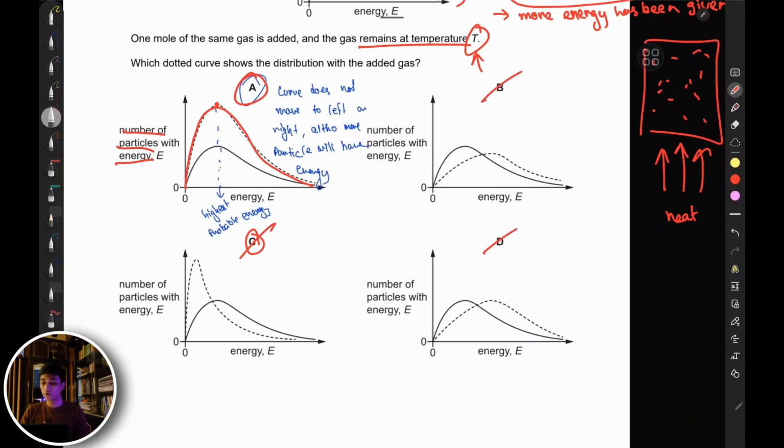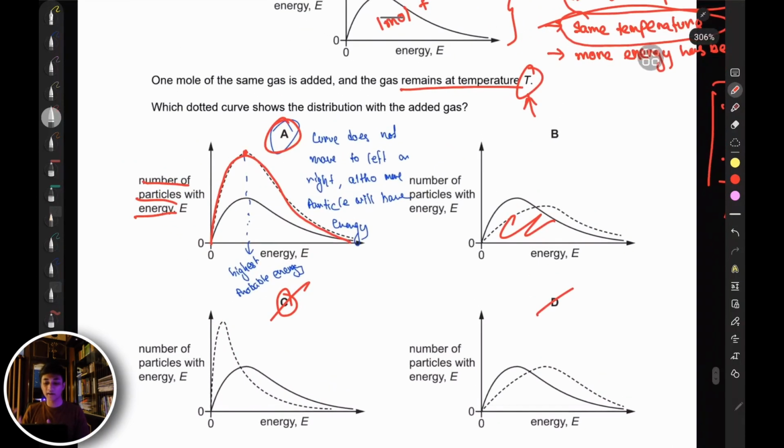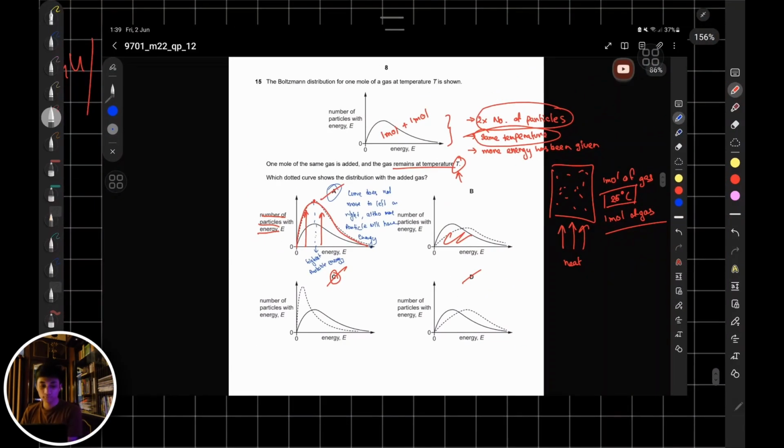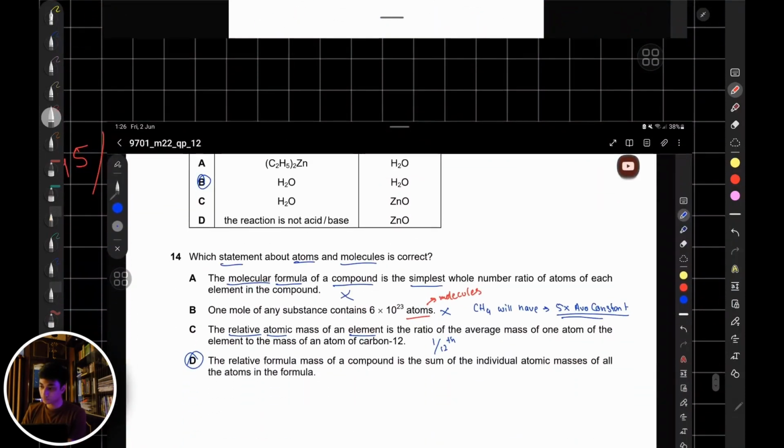And you can't go for D or B because the amount of particles has increased and these don't show that. So since the particles have increased and temperature is constant, the shape of the curve should be constant, but the amount of particles should increase, which is why A is the correct option. Okay.